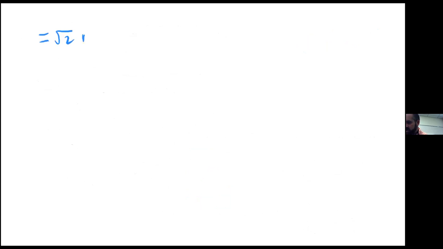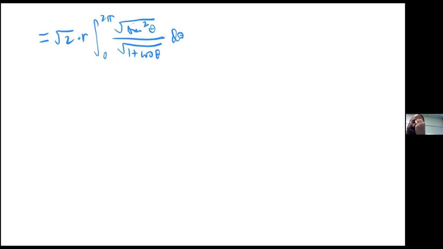It was the square root of 2r, square root of 2 times r, integral from 0 to 2 pi, square root of sine squared of theta over the square root of 1 plus cosine of theta, d theta. Now, this is supposed to be sine squared, not sine of 2 theta. This is sine squared. Now, where is the sine function positive? Between 0 and pi, okay?